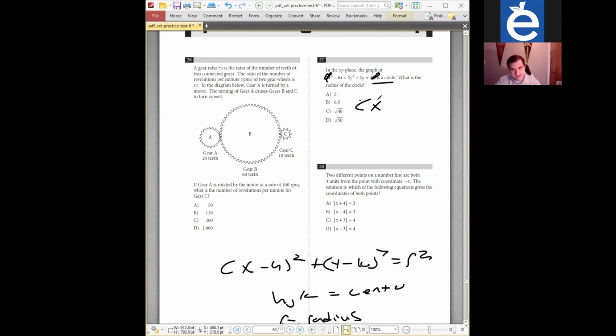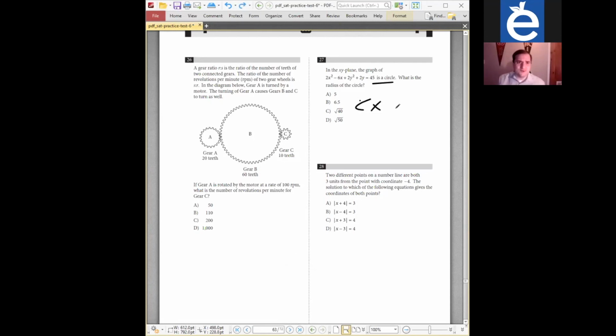Now, this is kind of tricky, and they've asked this particular question 3 or 4 times over the years, so it's worth knowing. The first thing you want to do is divide everything by 2. Let's just get rid of the coefficients on those. So you'd have x squared minus 3x plus y squared plus y is equal to 45 over 2.